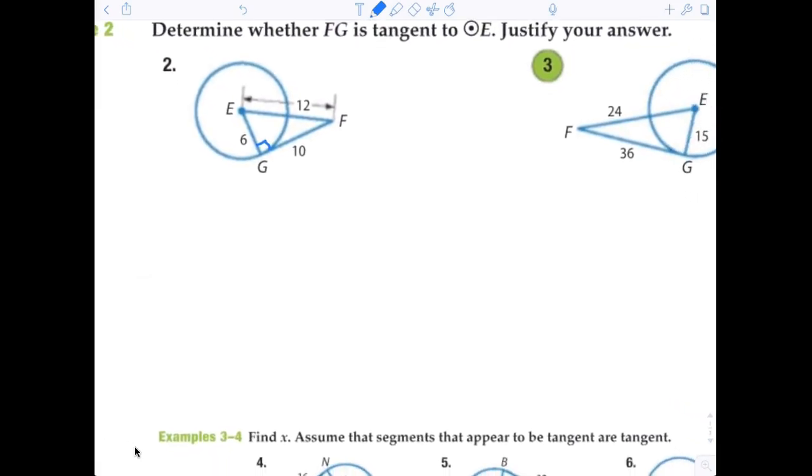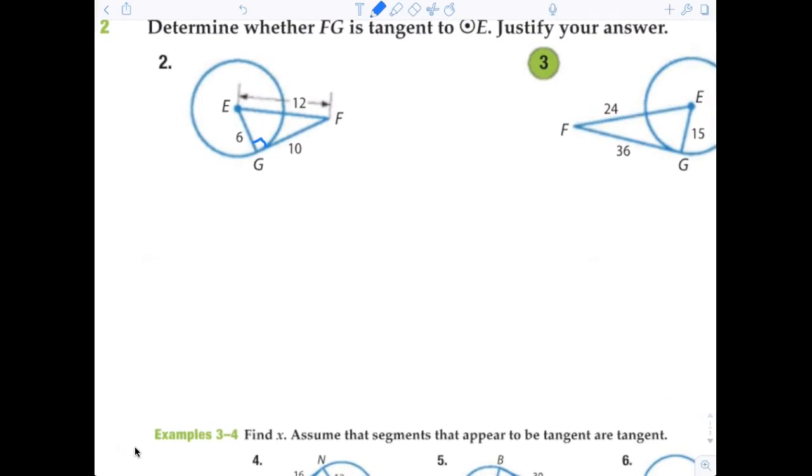So the question is, is that a tangent line? Obviously not. Because if it were a tangent line, then a squared plus b squared would equal c squared. Is everybody with me? So EF is 12. If you wanted to check, it would be 6 squared plus 10 squared is equal to 12 squared. And we already know that is not true. So that is not considered a tangent line.